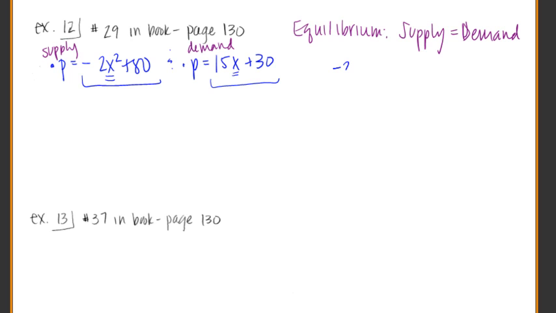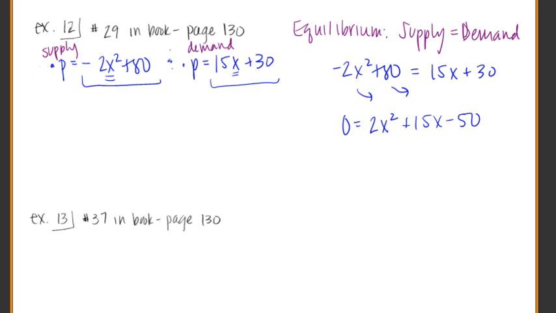So supply specifically is negative 2x squared plus 80. Demand is 15x plus 30. So let's keep solving this out. I have a quadratic because I have an x squared term. So let's move everything over to one side. I think I'm going to move it to the right this time just so my x squared is positive. So I'll go 0 is equal to a positive 2x squared plus 15x. And then I'm going to have 30 minus 80, so minus 50.